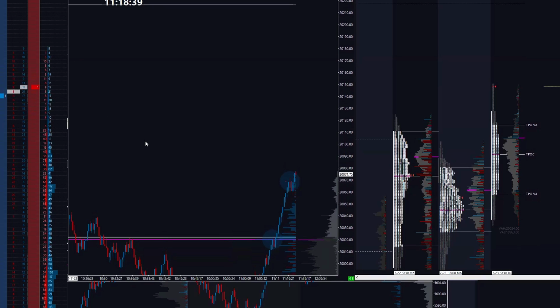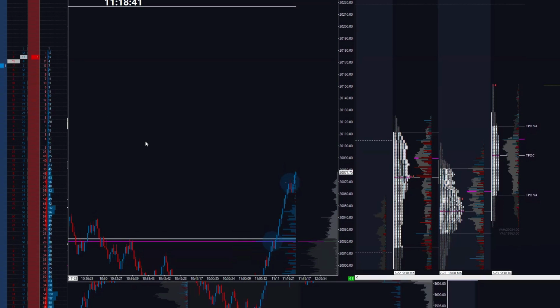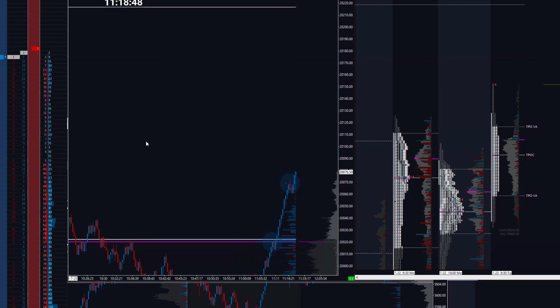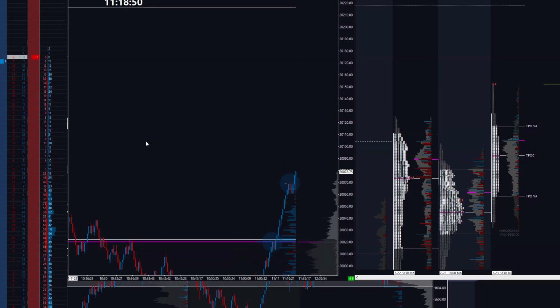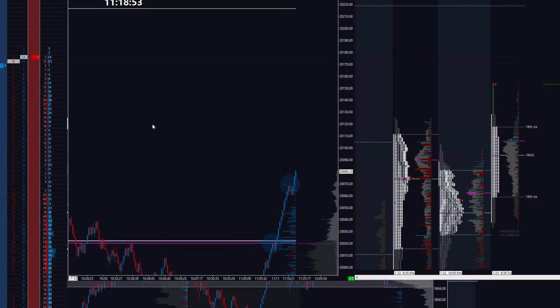Still not completely out of pocket. We've only rallied about 7 points through that area. Buy side is still rebidding pretty aggressively here. We're now officially into the distribution top region.